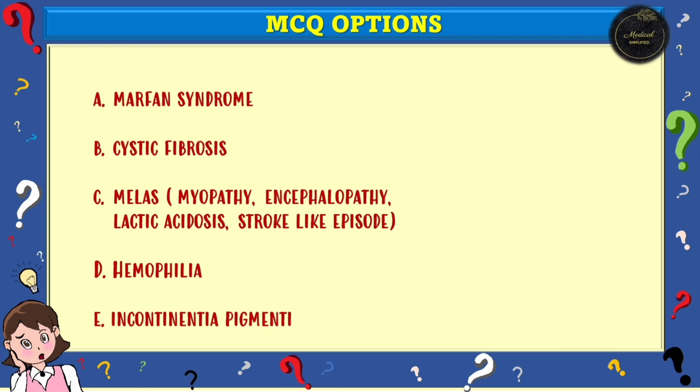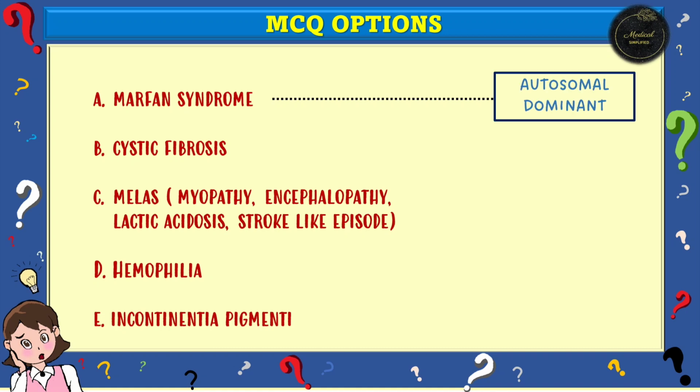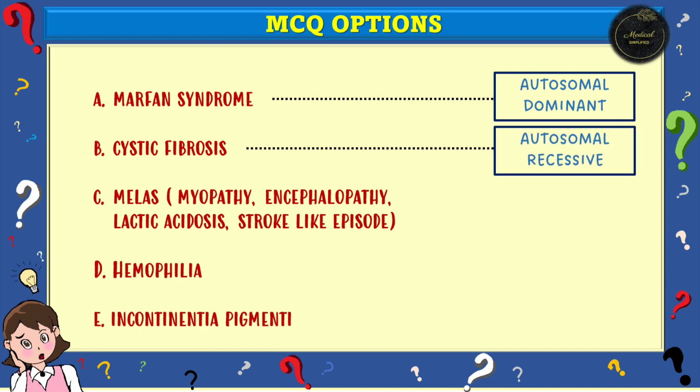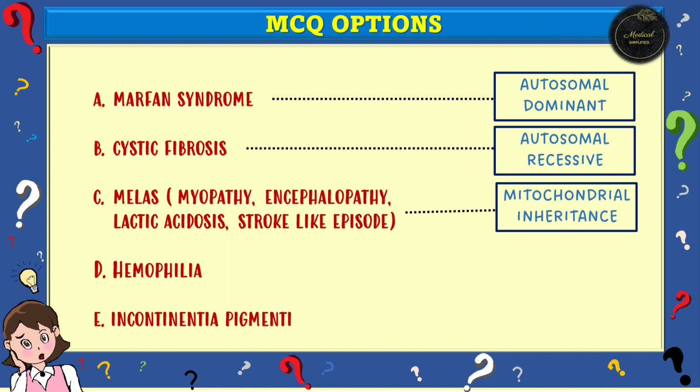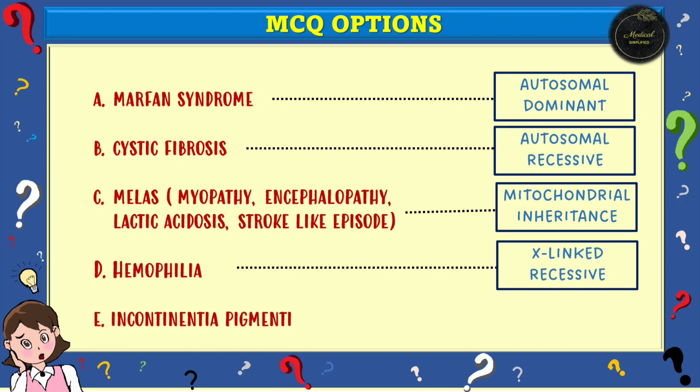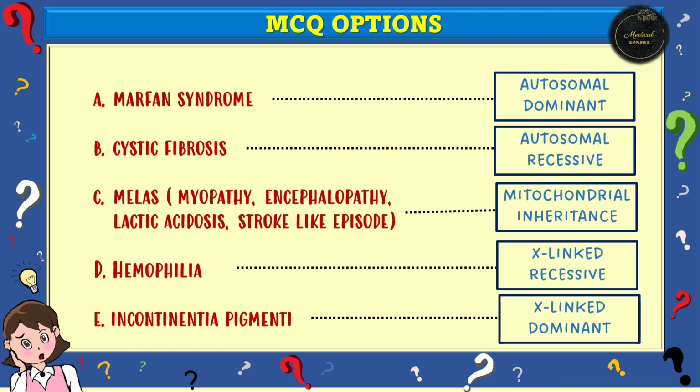So these are the answer options. Let's look at their mode of transmission, one by one. First option is Marfan syndrome, which is an autosomal dominant condition. Second is cystic fibrosis, which is transmitted in an autosomal recessive pattern. Then comes MELAS, which shows mitochondrial inheritance. Next is hemophilia, which is a well-known X-linked recessive disease. And the last disease is incontinentia pigmenti, which shows X-linked dominant inheritance. Thus, it's already clear that our answer is option C, or MELAS, because that's the only disease here which shows a mitochondrial inheritance pattern.